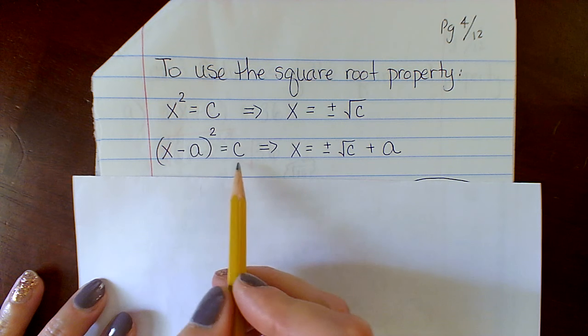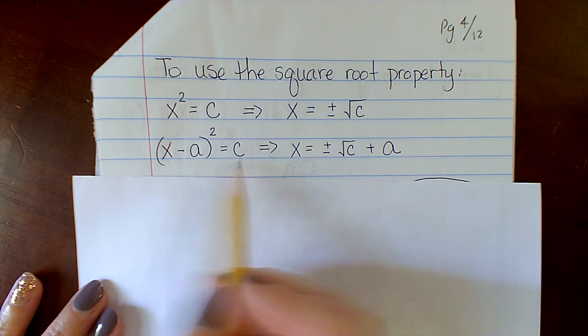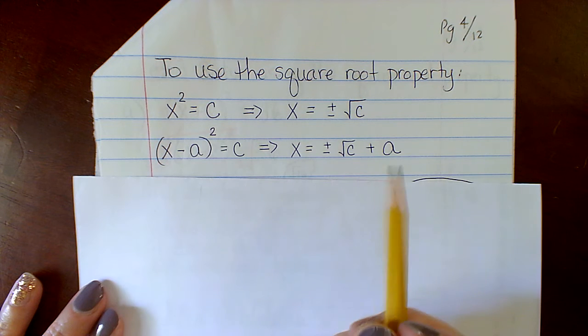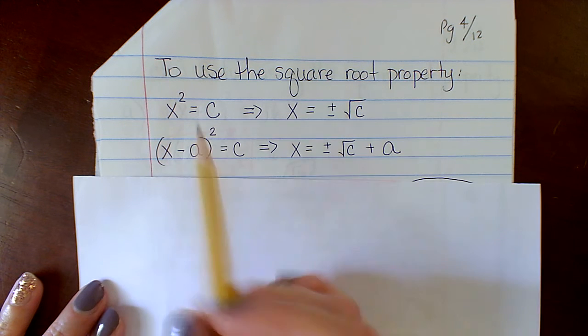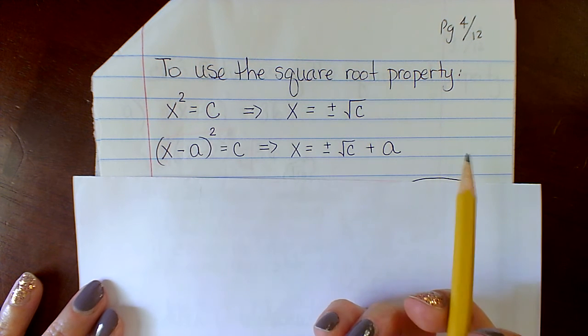This one you'll see a little bit later when we do the completing the square way of solving quadratics. It's a little messier, and it's not my go-to. My go-to is usually square root property first if I can, and then if I can factor it, I factor; otherwise I'd use the quadratic formula.